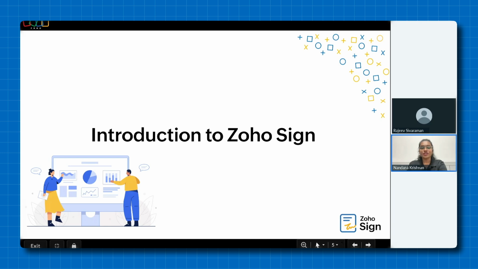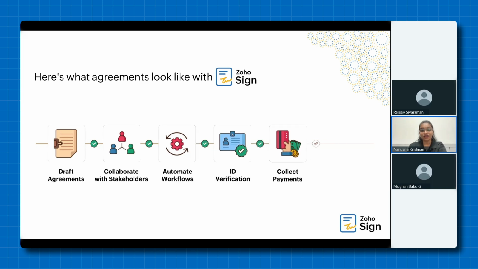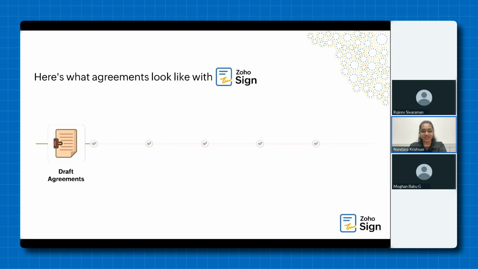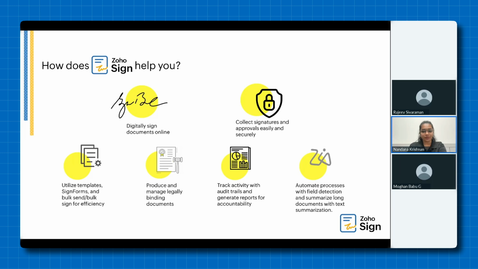You are here because you are no stranger to the problems with workflows in modern businesses with minimal or no digitization and automation. Here's where Zoho Sign comes in. Zoho Sign helps you draft agreements with ease, collaborate with stakeholders and across various departments, automate workflows to minimize manual intervention, verify IDs to authenticate signers, collect payments from within agreements, and collect signatures from anywhere at any time. To find out how Zoho Sign can help you, here's a quick run through of Zoho Sign's top features.